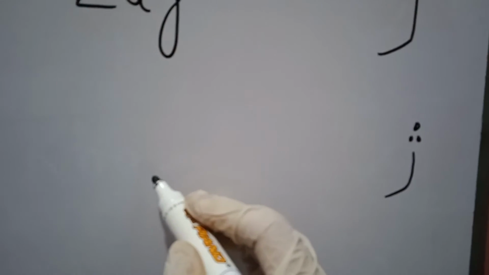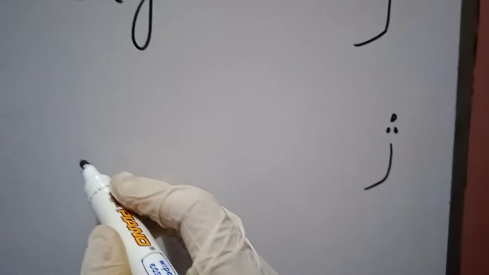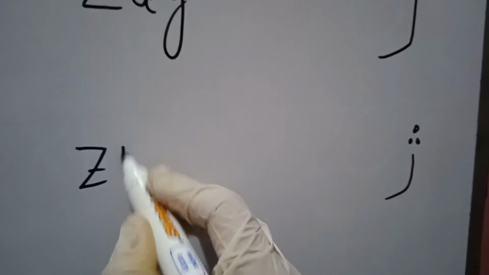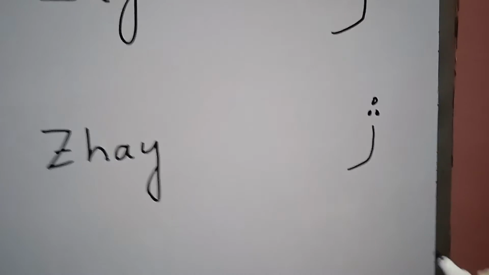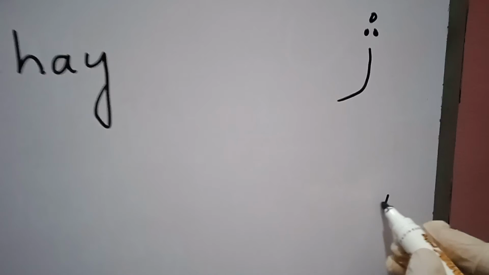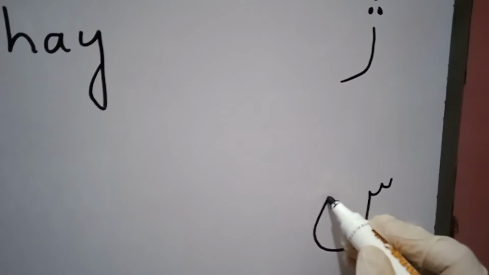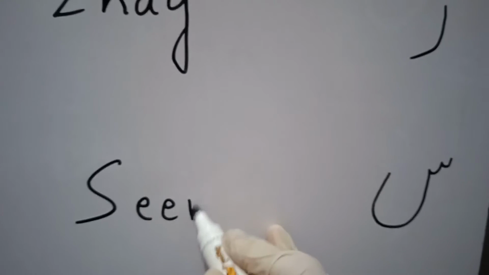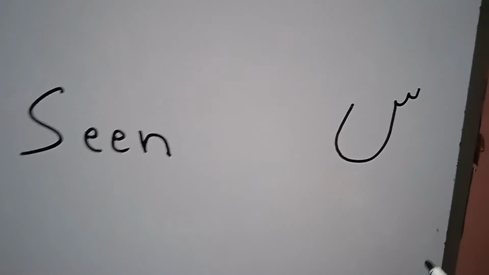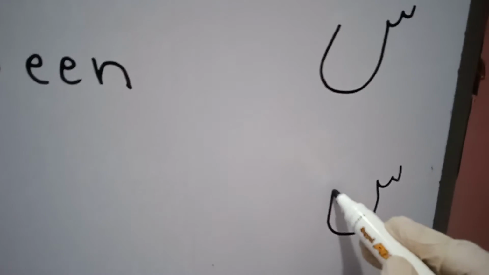Next alphabet is Y. Next alphabet is Seen, S-E-E-N, Seen in English. Next letter is Sheen, S-H-E-E-N, Sheen.